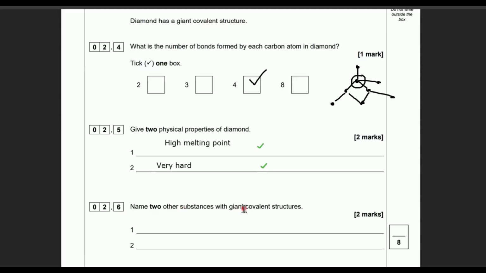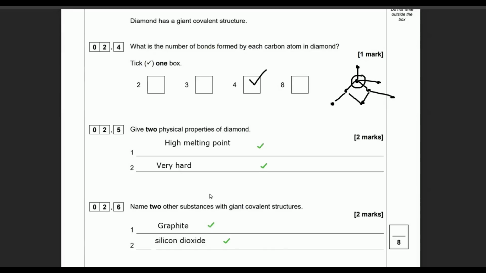2.6, name 2 other substances with giant covalent structures. Well, we just talked about one, graphite, which is also made of carbon, but the only difference is it's arranged in layers. And each carbon only has 3 bonds. So graphite is another giant covalent structure. And we can go for silicon dioxide. And you actually have to know these ones, they are on your specification. So you need to know 3 giant covalent structures: diamond, graphite, silicon dioxide.